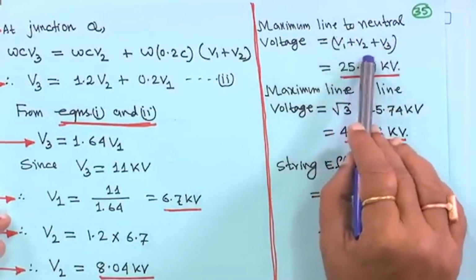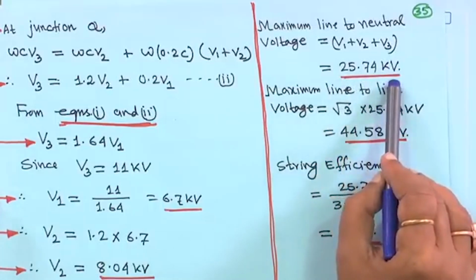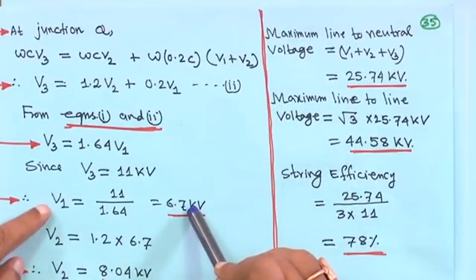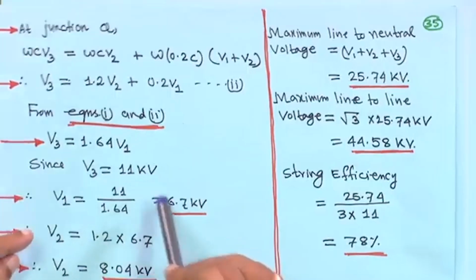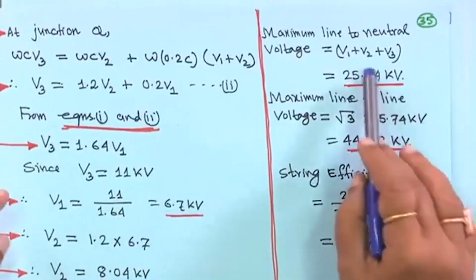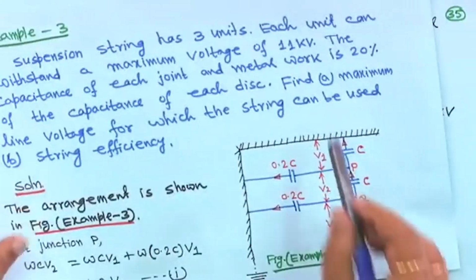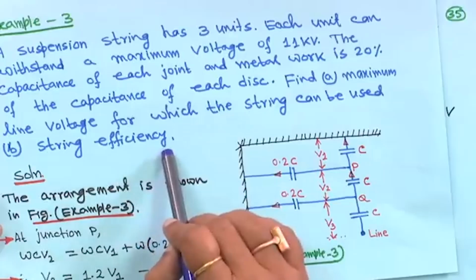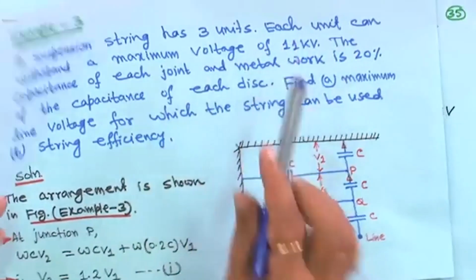The maximum line to neutral voltage is V1 plus V2 plus V3. So, it will become 25.74 kV. V1 you have got 6.71 and V2 you got 8.04, and V3 is given, 11 kV. In the problem it is given that we need the maximum line voltage for which the string can be used, and the string efficiency, and each unit can withstand a maximum voltage of 11 kV.